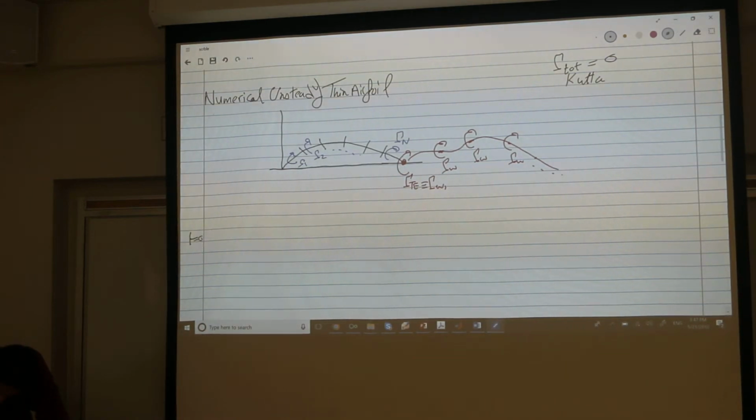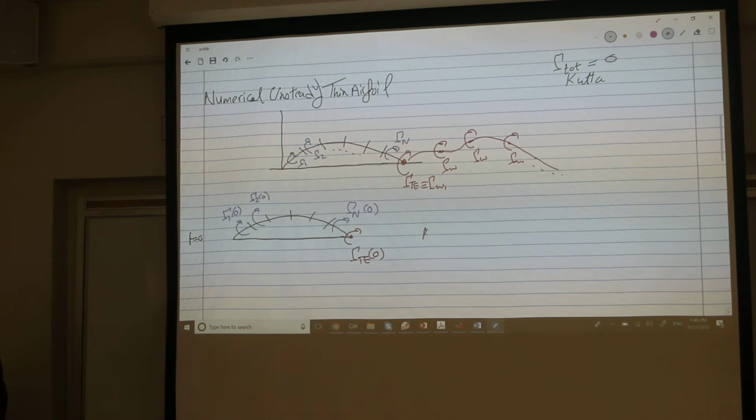t equals 0. What was the situation? Here is the situation. Chop your domain. So this is gamma 1 of 0, gamma 2 of 0, gamma n of 0. Okay? And we have here gamma trailing edge of 0. All of these are unknowns. And there is no wake. We just started our problem, t equals 0. There is no wake. Okay?